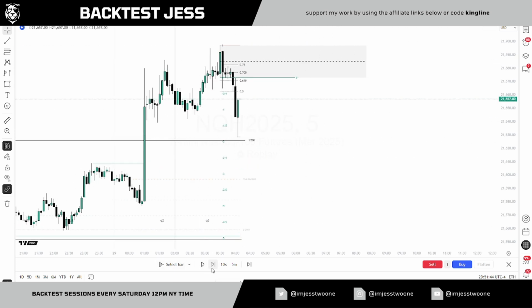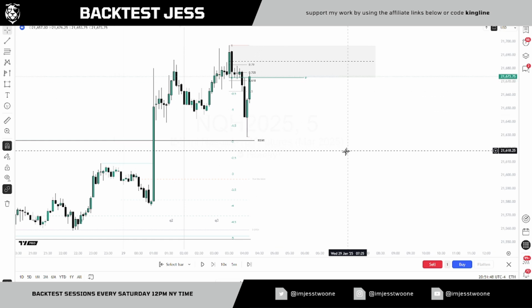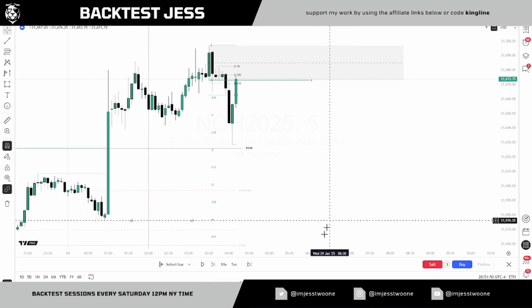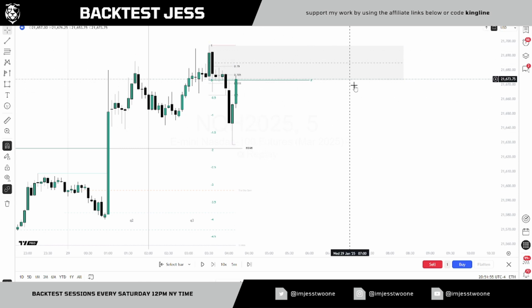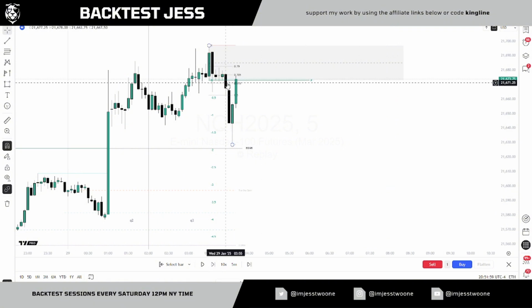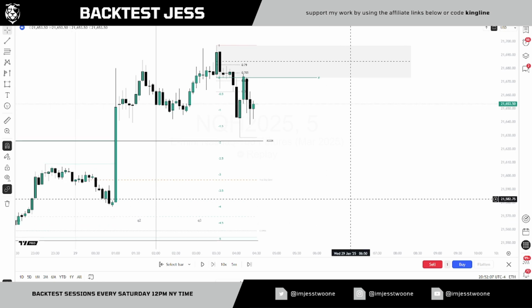So let's just see if we get an entry. We do want a tap of the zone in this case. This looks like I'm going to get stopped out. Imagine I already have positions up. In this case, the first entry we get is the actual zone because that's above 0.618. Second entry would be 0.705, and then final entry would be 0.79. And it holds.